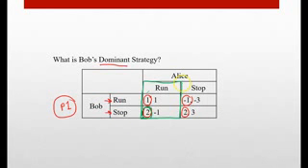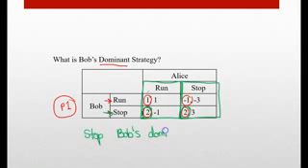Now let's go over to the stop column. What if Alice chooses to stop? What should Bob choose? Well, we have -1 and we have 2. What's the better payoff? Well, positive is always better than negative, right? So 2 is higher, so Bob should choose to stop. Now in either case, whatever Alice chooses, Bob should choose to stop. So what that means is stop is going to be Bob's dominant strategy.